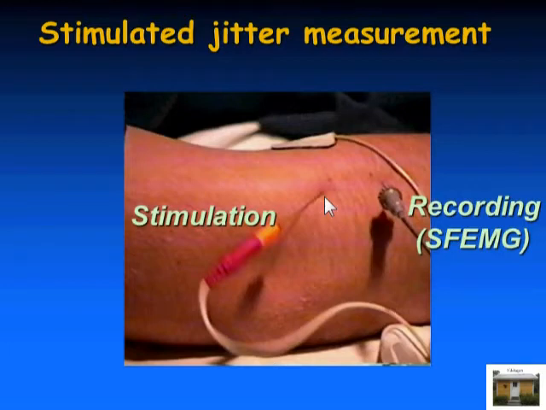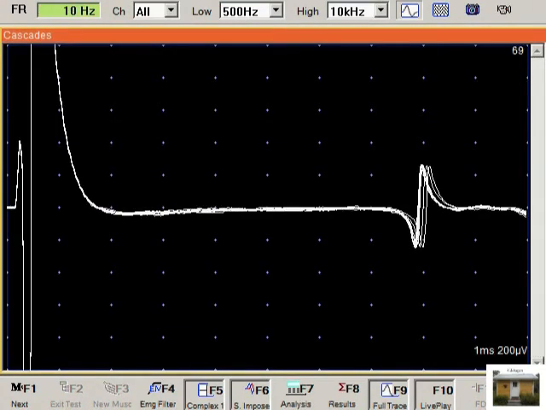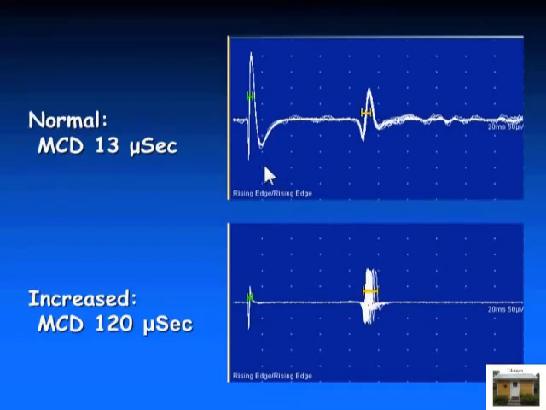The motor nerve twigs are then stimulated with very small currents, and the recordings of the action potentials produced in the muscle fibers is made with a single fiber EMG electrode placed out distally in the muscle. And this is what you see in that circumstance. This is a normal stimulated jitter study. Here is the stimulus artifact, and we've begun measuring time when that signal is produced.